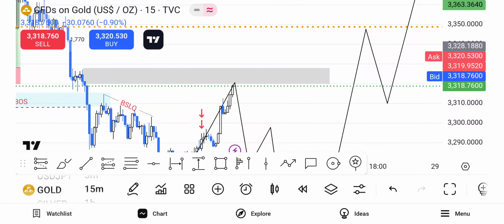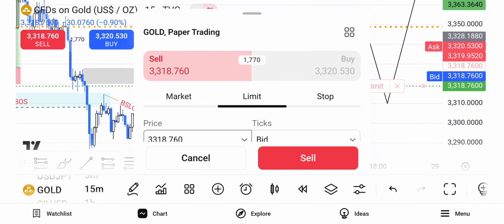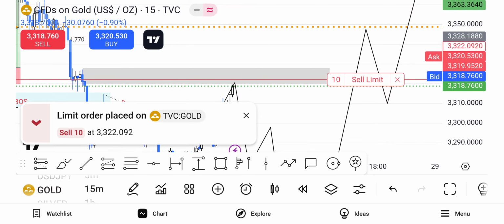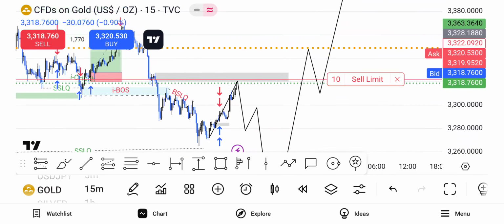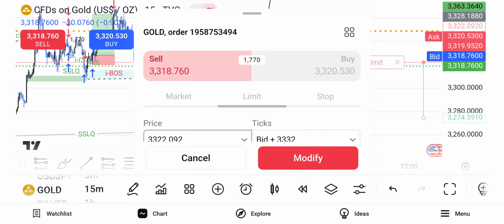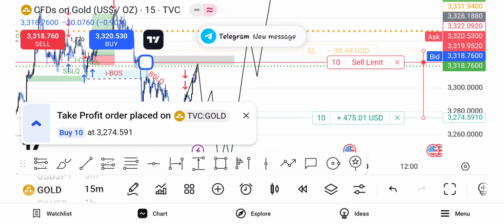But I'm gonna put a limit sell order right around here, right around this area. Sell right around this area, and the target will be this support before the pullback happens. So I'm gonna exit my position before the pullback happens, and the stop loss will be around this fair value gap or above this high.